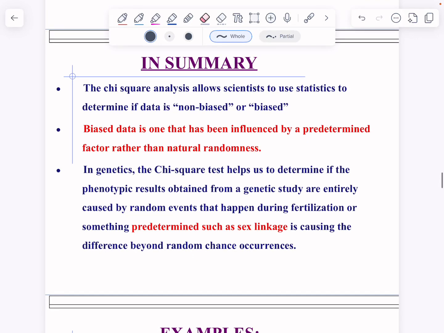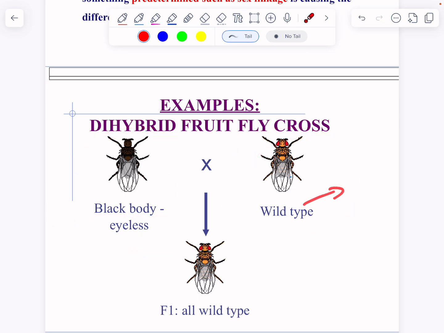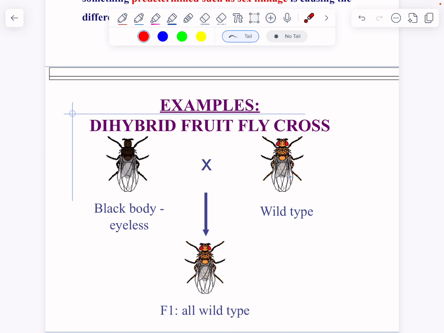And today we are going to do a question about chi-square. They crossed black body eyeless with wild type. And I told you what wild type means. It means the most common phenotype or the normal phenotype, what we expect to be existing in the population. And when they crossed them, all the offspring were wild type. What does it mean? It means that these wild type genes are dominant to that one.